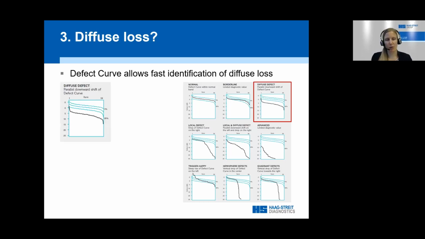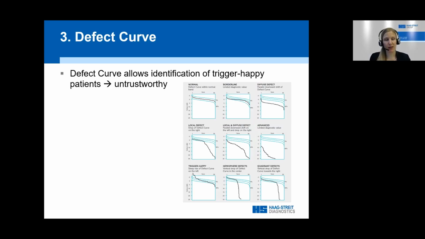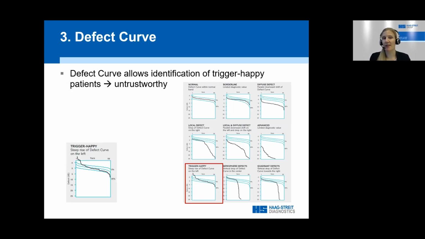So here again, what to watch out for: either this parallel shift, or this parallel shift on the left and then a drop on the right, is characteristic of a diffuse loss. And there's another thing you can find out with the defect curve, and that's trigger-happy patients, patients with abnormally high sensitivities, because they overshoot on the left. They have responses that don't happen in normals because they just click and click. It's a really useful tool, very quick to use.